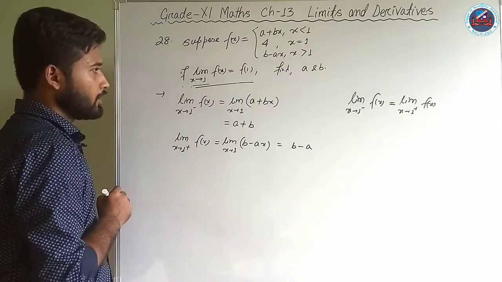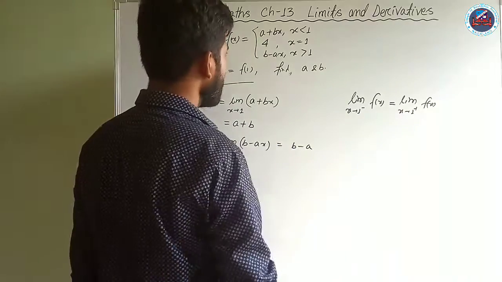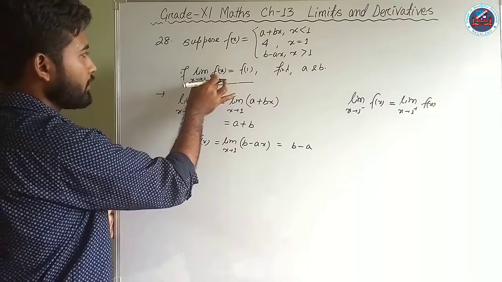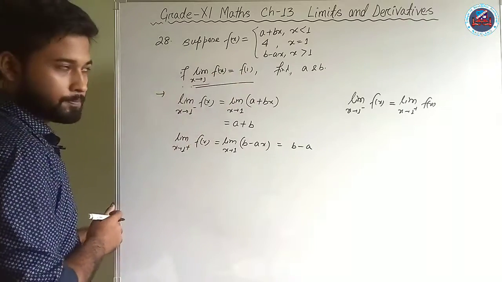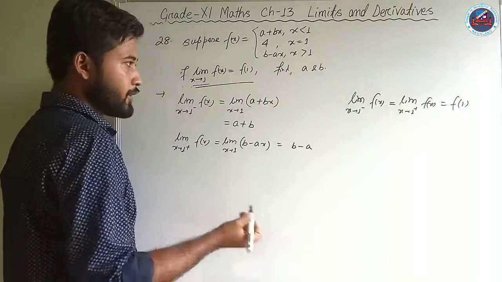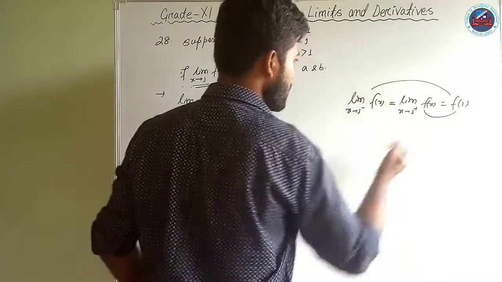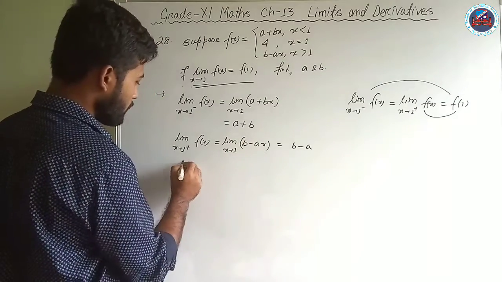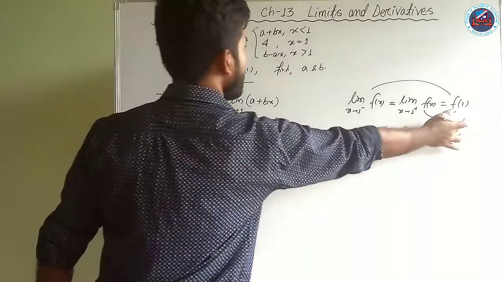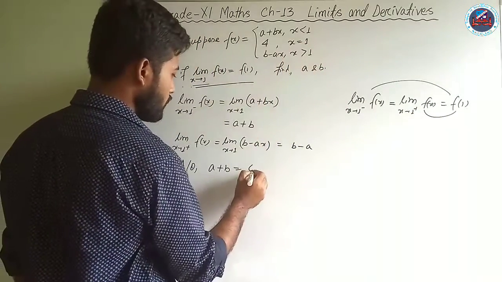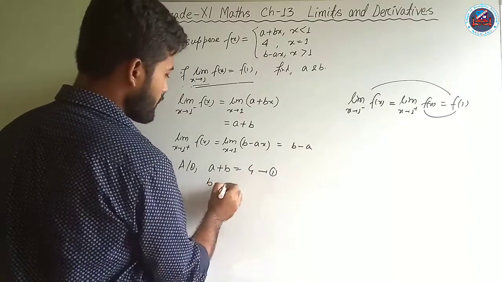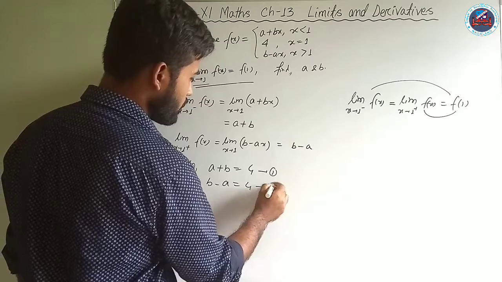Fine. Okay, now since the limit exists, these two must be equal, and the condition is that this must be equal to f of 1, so this will also be equal to f of 1, isn't it? So individually I can write this is equal to f of 1 and also this is equal to f of 1. So from here, according to the question, I can write a plus b. What is f of 1? f at the point 1 is equal to 4, so this gives us equation 1, and another we have, that is b minus a is equal to 4, so we have two equations.